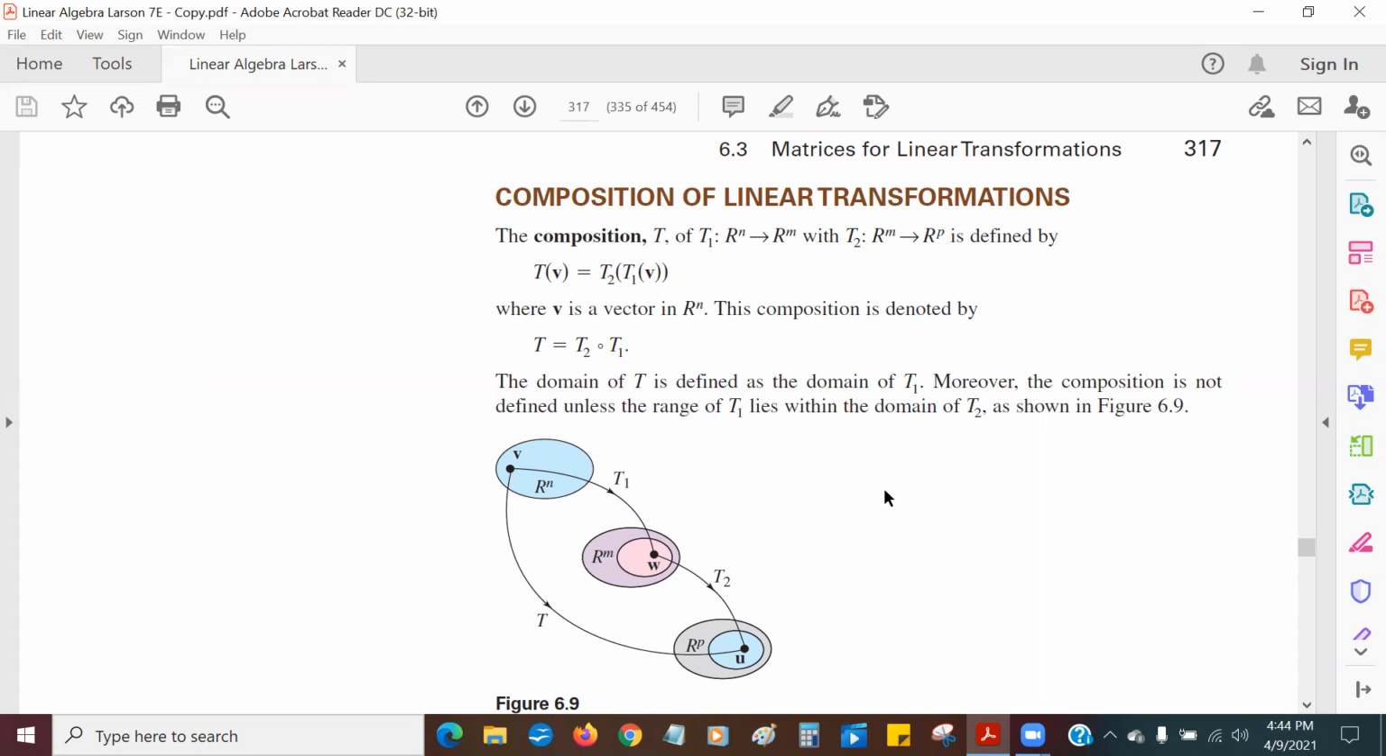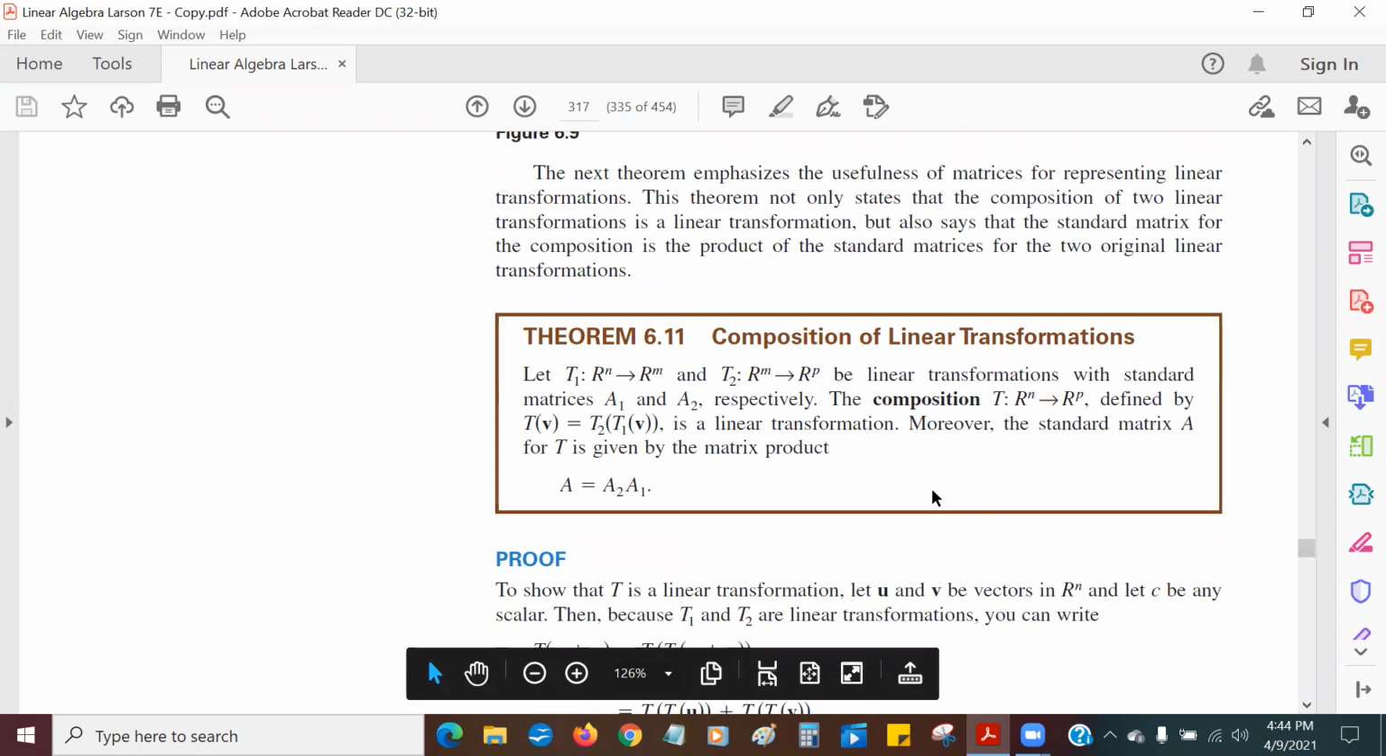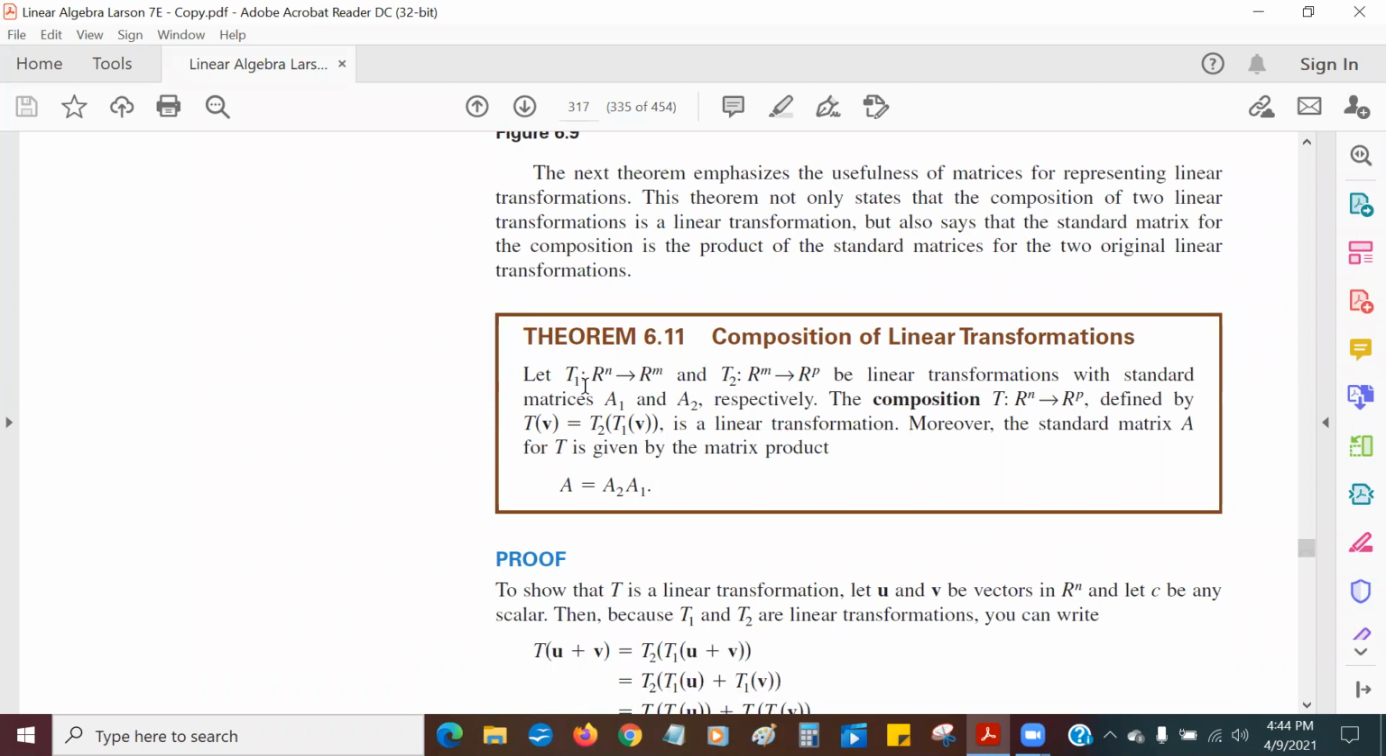And we're also going to show that the matrix for the linear transformation of the composite function is actually going to be, ready for this, drum roll please, the product of the matrices for T1 and for T2. But let's state that more formally. Theorem 6.11. If T1 goes from Rn to Rm and T2 goes from Rm to Rp, and T1 and T2 are both linear transformations with standard matrices A1 and A2 respectively, then the composition function T from Rn straight to Rp, defined by T of V equals T2 of T1 of V, has T of V living in Rp.